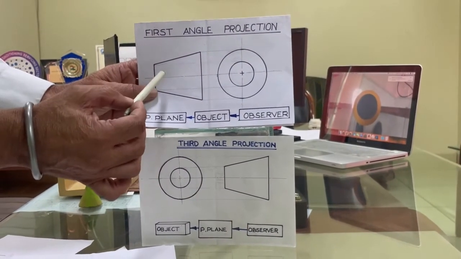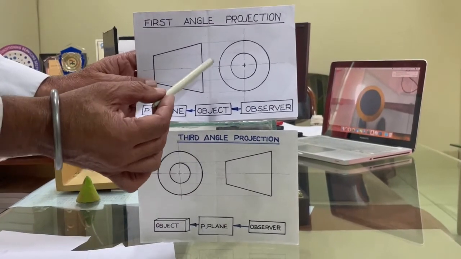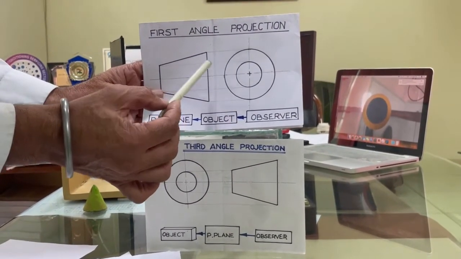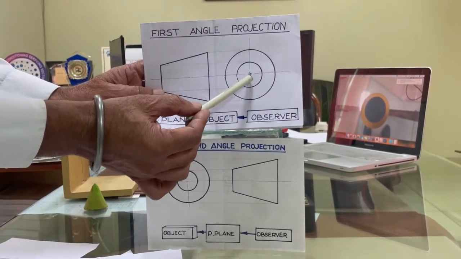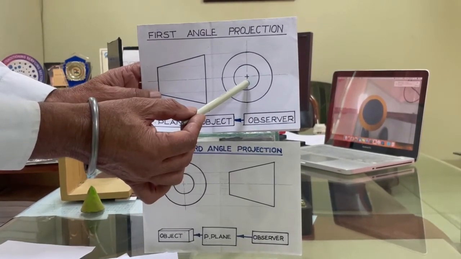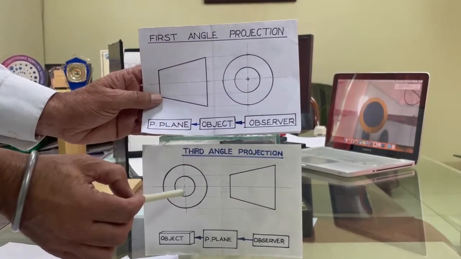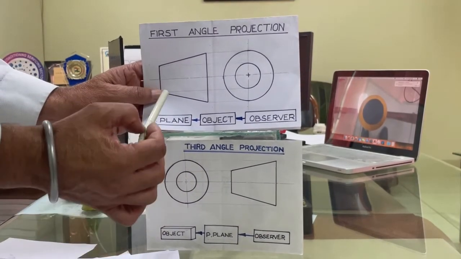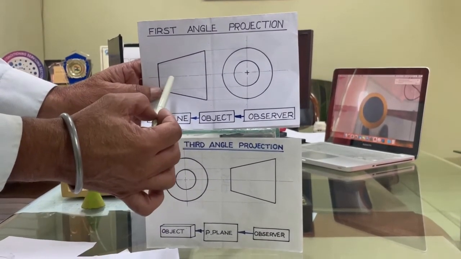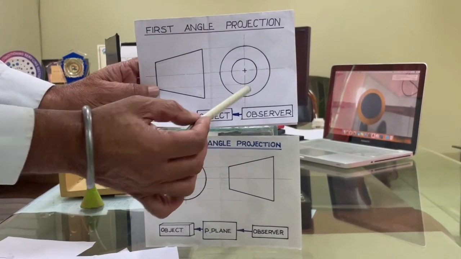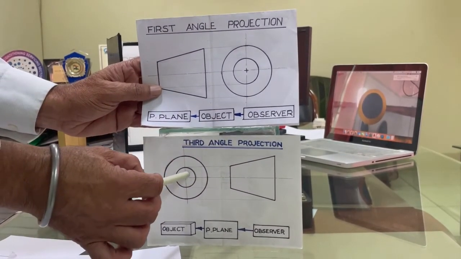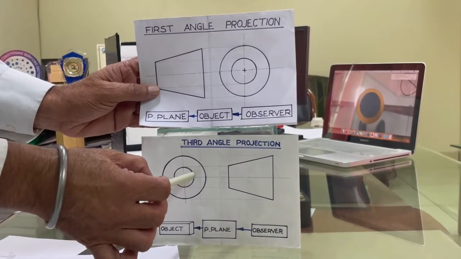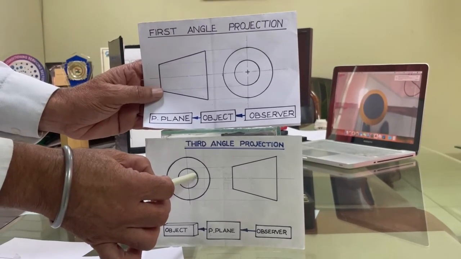Here, first of all you draw the front view, then it is very much clear the left hand side view will be on the right hand side. In first angle projection, the left hand side will be on the left hand side. I mean everything will be opposite in first angle projection, and everything will be erect or the same in third angle projection. Thank you.